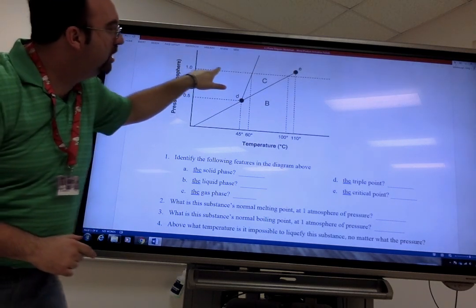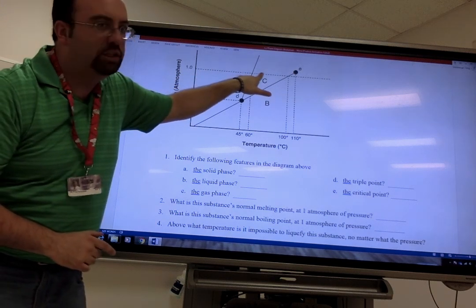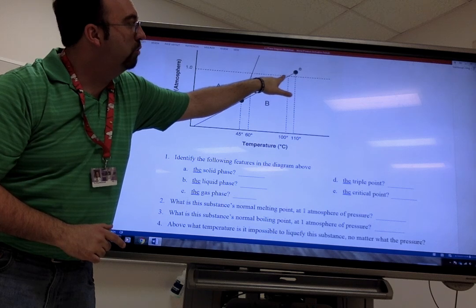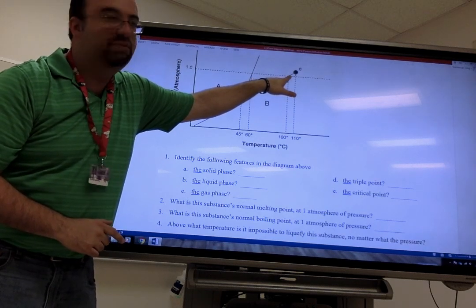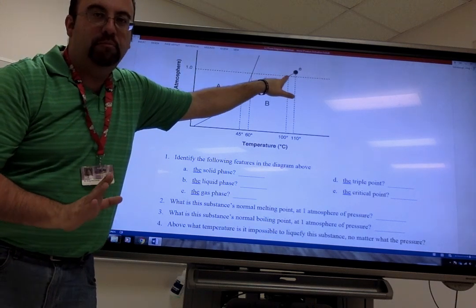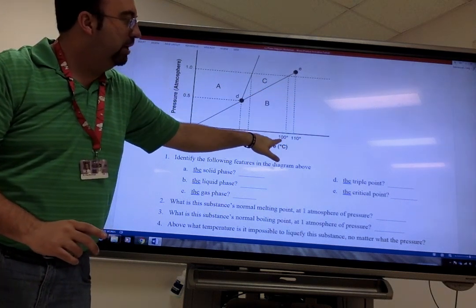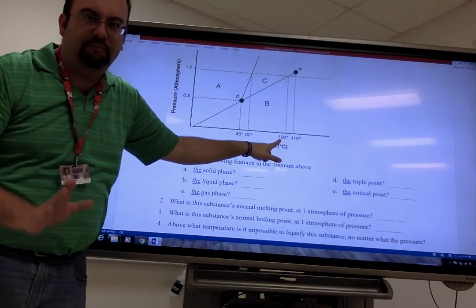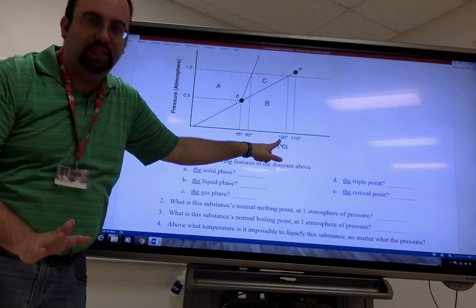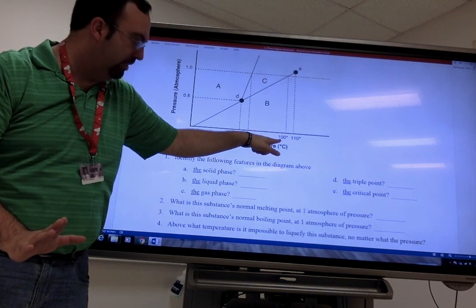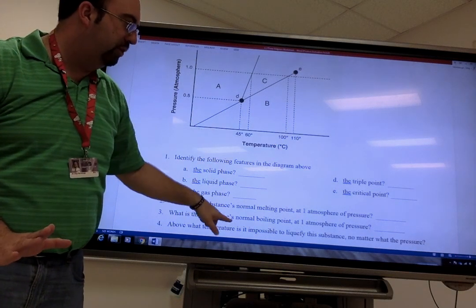And so notice that we're liquid here. We're still liquid, liquid, liquid. And then once we cross over here, now we're in the gas phase. And so it's at this point when we see the phase change. We drop down here, and we're going to see that we're going to be at 100 degrees Celsius is the normal boiling point. So 100 degrees Celsius, therefore, is the answer for number 3.